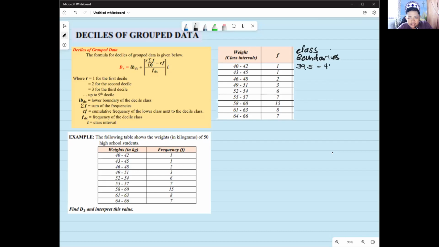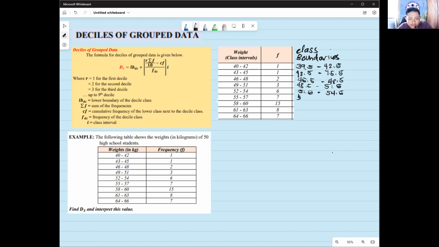42.5, right? Okay. Next, 42.5. Just do this. Minus 45 to 45.5. Next, 45.5 to 48.5. Next, 48.5 to 51.5. Next, 51.5 to 54.5. You know this process.